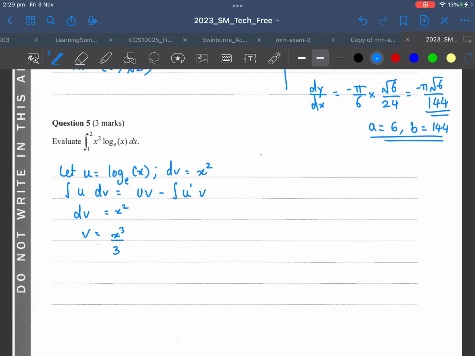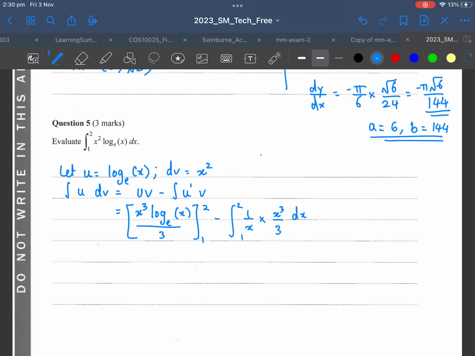Which would mean that we get x cubed log base e of x on 3, and of course we shouldn't forget our terminals 1 and 2, minus the integral of du/dx, that would give us 1 on x, from 1 to 2, times v again, so that would be x cubed on 3 dx.